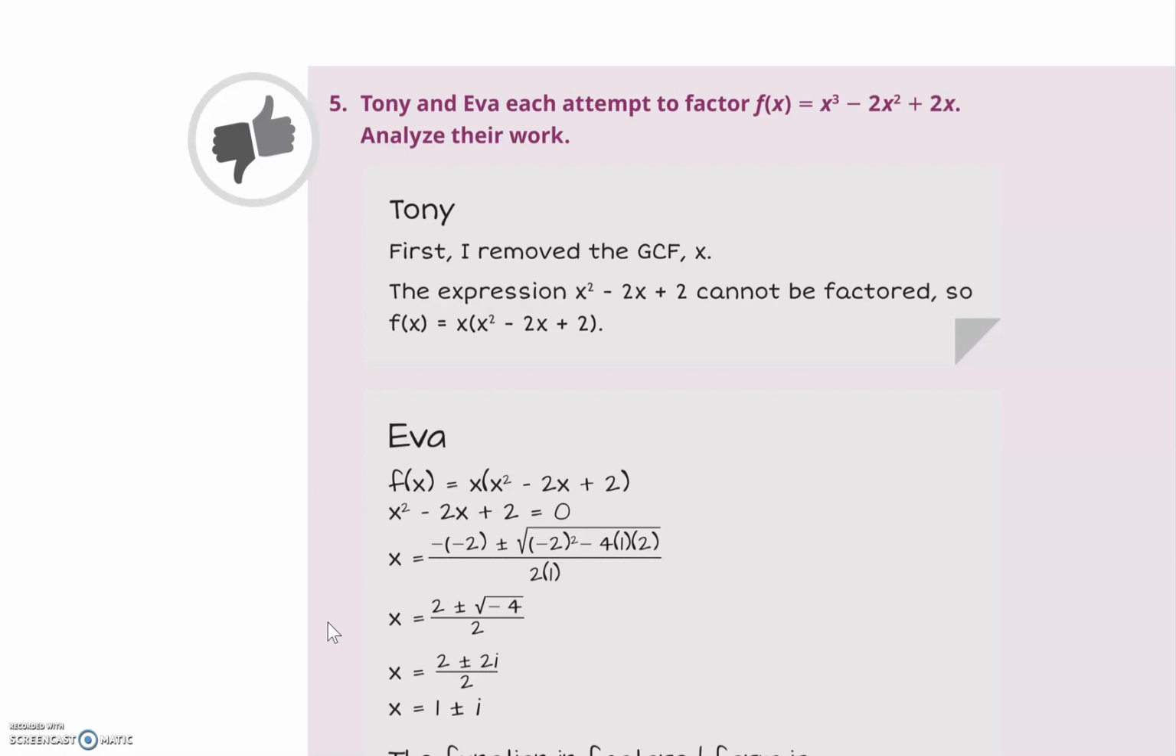So Tony and Ava each attempt to factor f of x equals x cubed minus 2x squared plus 2x. Let's take a look at their work. Tony says that he first removed the GCF of x, which is a great move. It's perfect. It's what you should do if all of your terms share a common factor. So when he takes that x out, he's left with the expression x squared minus 2x plus 2, which cannot be factored. And so he says his final answer in factored form would be f of x equals x times the quantity of x squared minus 2x plus 2.